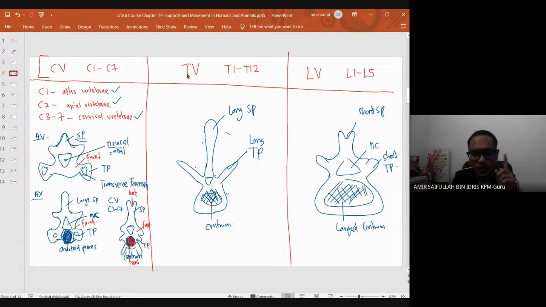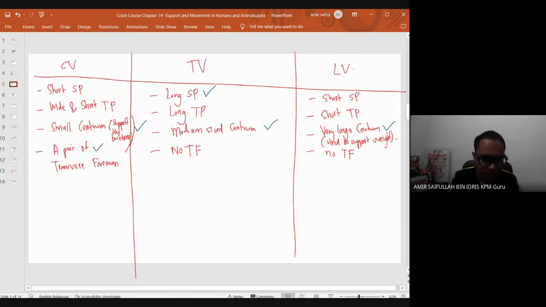So kalau kita tengok transverse thoracic, long spinous, long transverse. Kalau lumbar, short spinous, short transverse, but very large centrum. Okay, clear? That is all you need to know. So this is what we can conclude. CV, short spinous, wide and short transverse process, have a pair of transverse foramen. Okay, got and has small centrum.